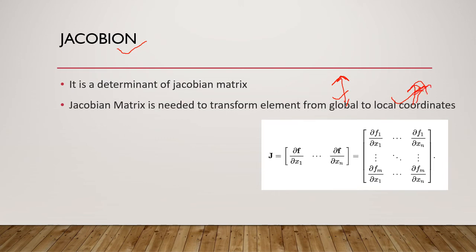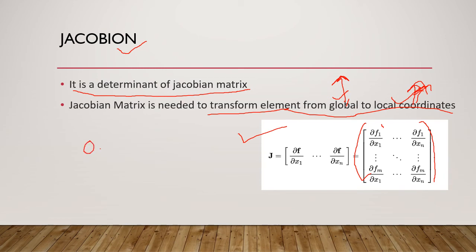To do so, you have to generate a matrix. This matrix is a Jacobian matrix. The determinant of this matrix is nothing but the Jacobian. So this is the determinant of your Jacobian matrix, which is used to transform an element from the global coordinate system to the local coordinate system. The threshold for the Jacobian is 0.5. It cannot be less than 0.5.